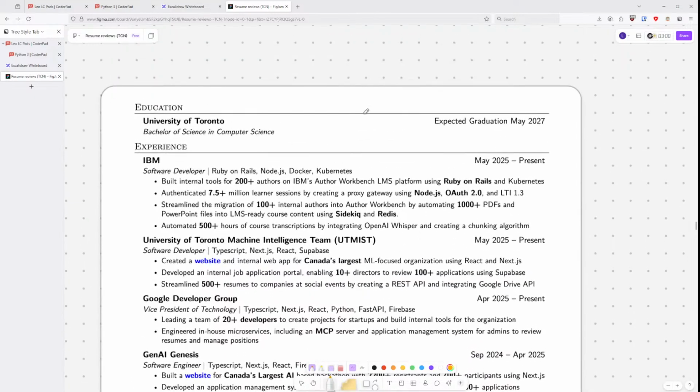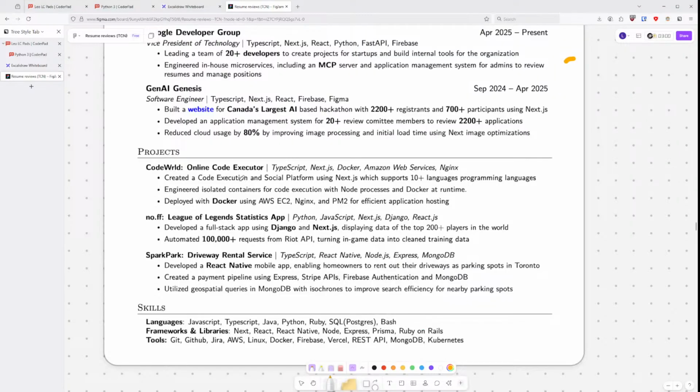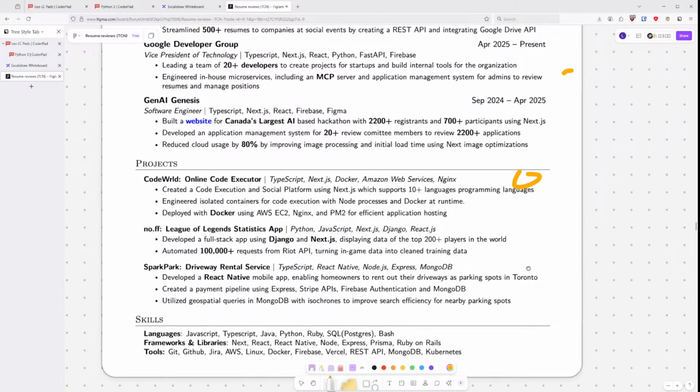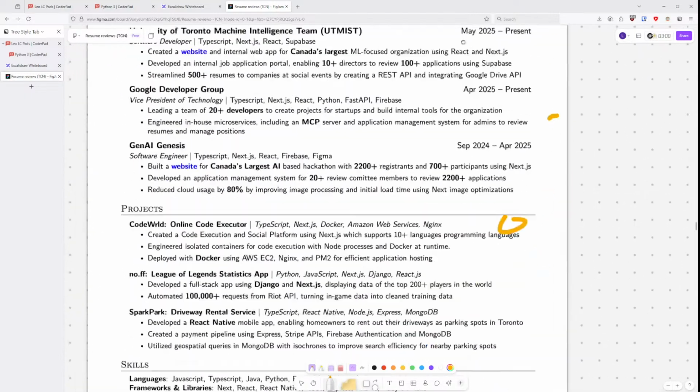First of all, let me just tell you what's going on here. 2027. 3 presidents. Uh-oh. Some dates over here. Spark Park. Okay, good names, I like it. SQL, Postgres, React Native, Ruby on Rails, MongoDB, Kubernetes. Okay, good tech. 20 authors. Author Workbench. I don't know what authors are. I'll probably just use the word users to keep it more standardized.